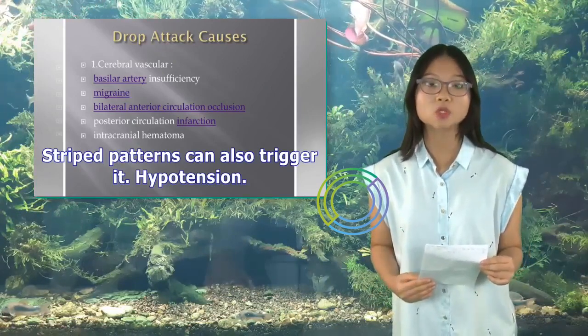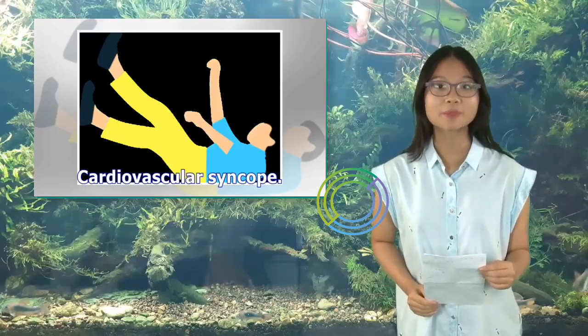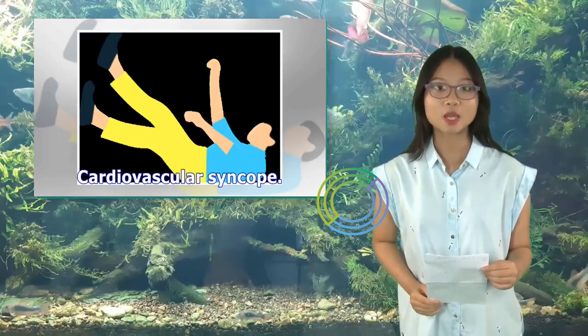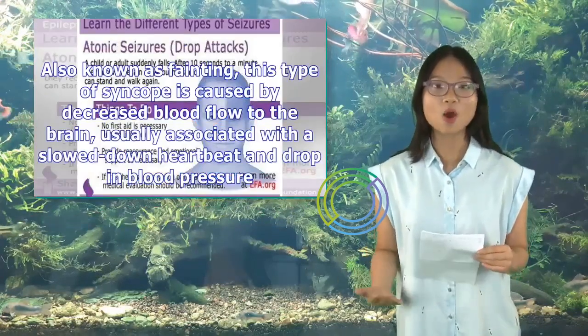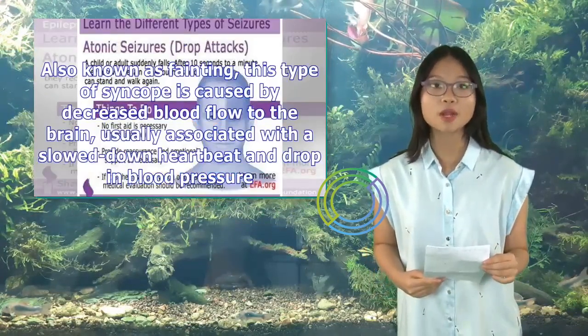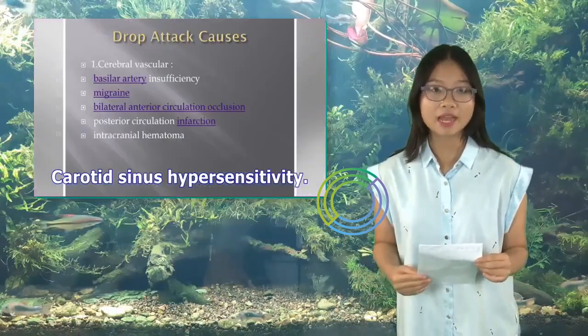Hypotension. This is also known as low blood pressure. Cardiovascular syncope. Also known as fainting, this type of syncope is caused by decreased blood flow to the brain, usually associated with a slowed down heartbeat and drop in blood pressure.